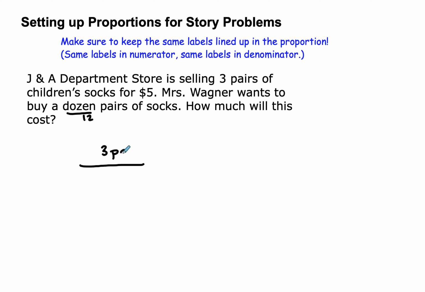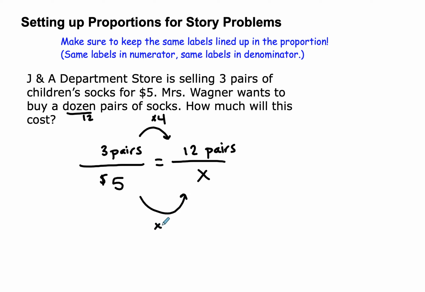All right, so here's my original information. 3 pairs equals $5. It doesn't really matter which one goes on the top and which one goes on the bottom. I just chose to keep it in the same order as the first sentence. So now I want to know a dozen, 12 pairs of socks, and how much that costs. Now I could do cross products, but I do see a multiplication pattern, so I'm going to go with that. 3 pairs times 4 is going to give me 12 pairs. So I want 4 times the amount of socks, which means I'm going to have 4 times the amount of cost. $5 times 4 gives me $20.